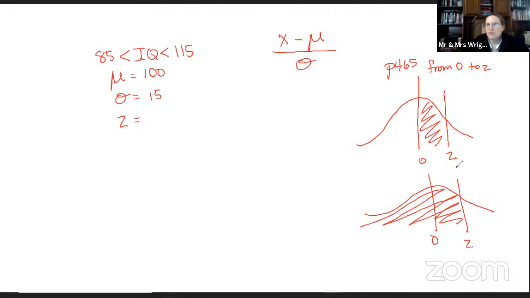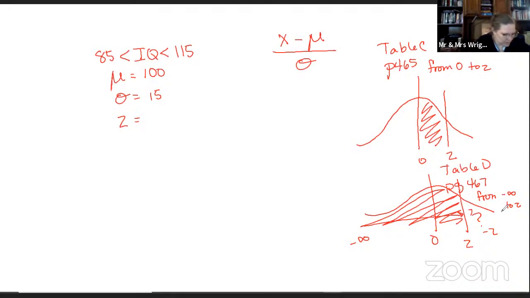The next one over is Table D, on page 467, and it's from negative infinity to Z. You see this over here is negative infinity, and it goes all the way to Z. And remember, if you want to find what's over here, you'd look up the negative Z score, because they're flip-flopped. Yep, negative Z score.